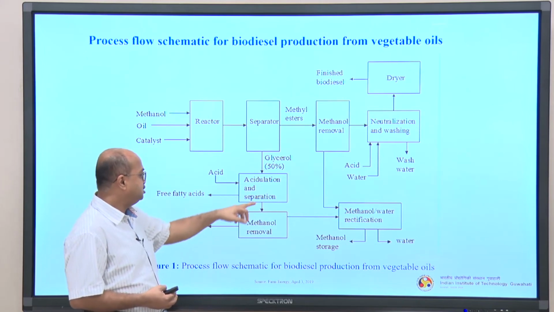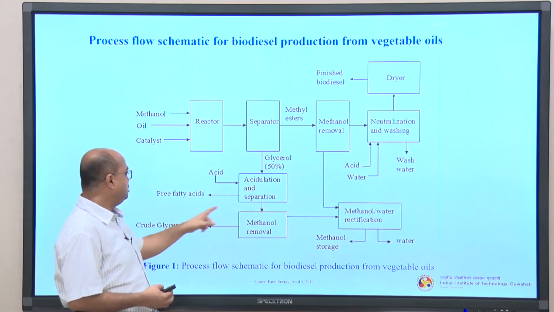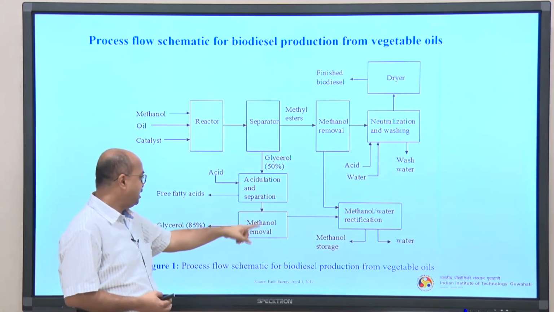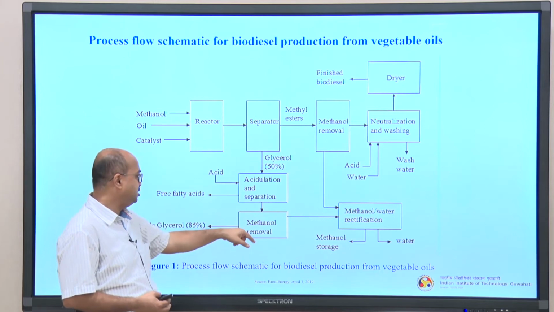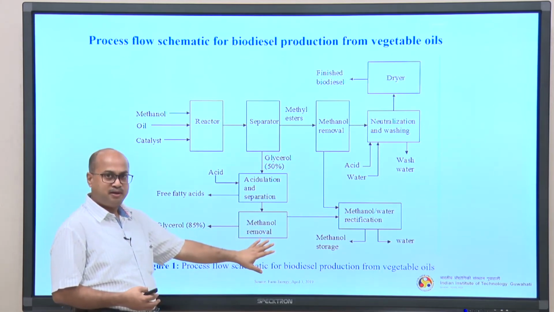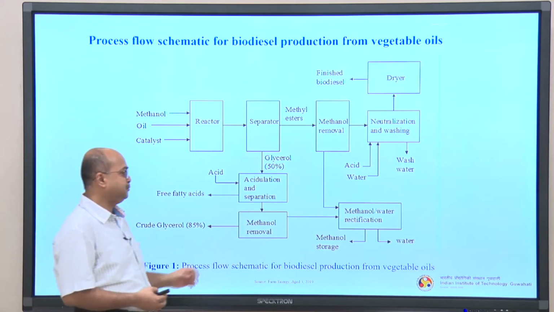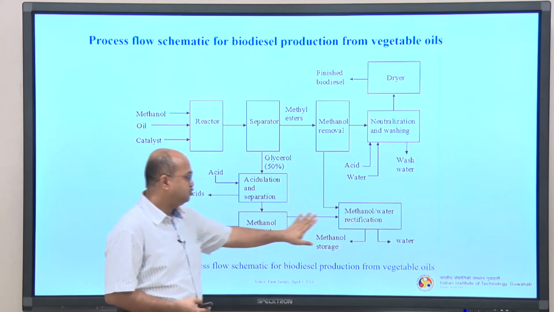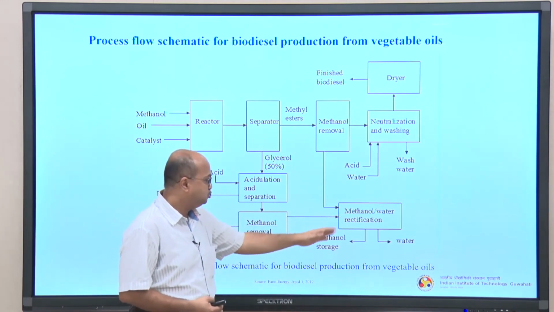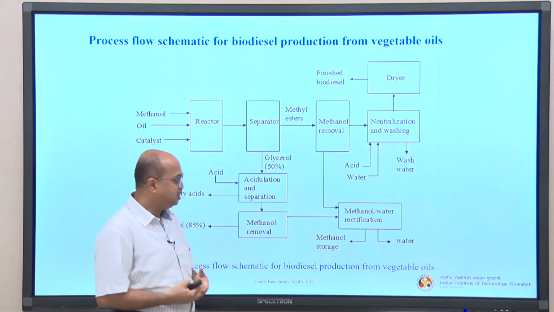Then you go for acidulation and separation, you are just adding acid. Okay. So, you get the free fatty acid, the unconverted free fatty acids here, then again you go for your methanol removal here. So, you get the crude glycerol which is almost 85% yield. The methanol can also be recovered and goes to the methanol water rectification unit. So, you can basically recover the methanol.